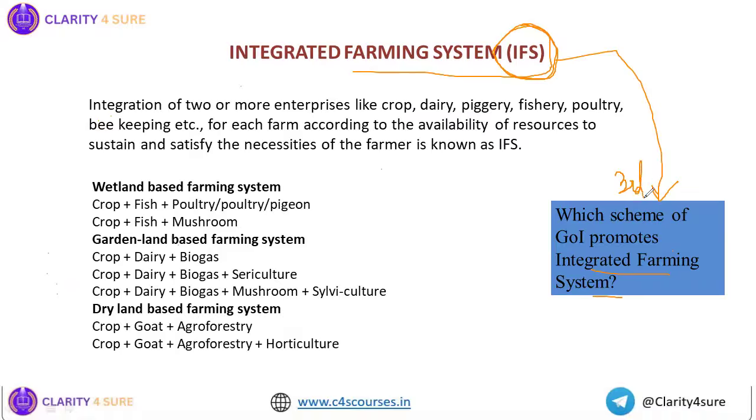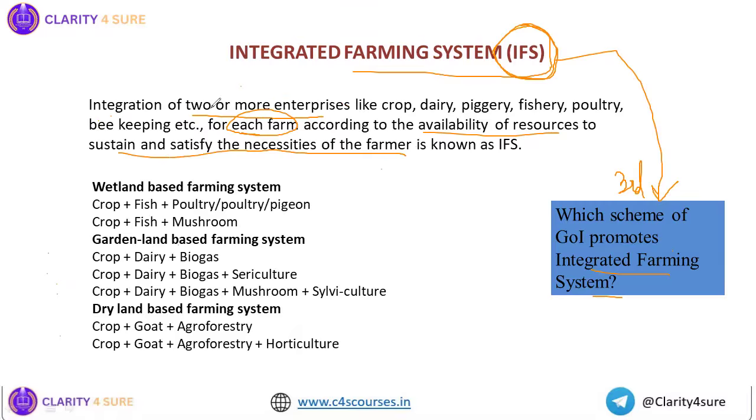Right. Let's talk about IFS now. IFS means what? Integration of two or more enterprises. Like what? Like your crop, dairy, piggery, fishery, poultry. So this is the integration of two or more enterprises for each farm according to the availability of resources, so as to sustain and satisfy the necessities of the farmer.